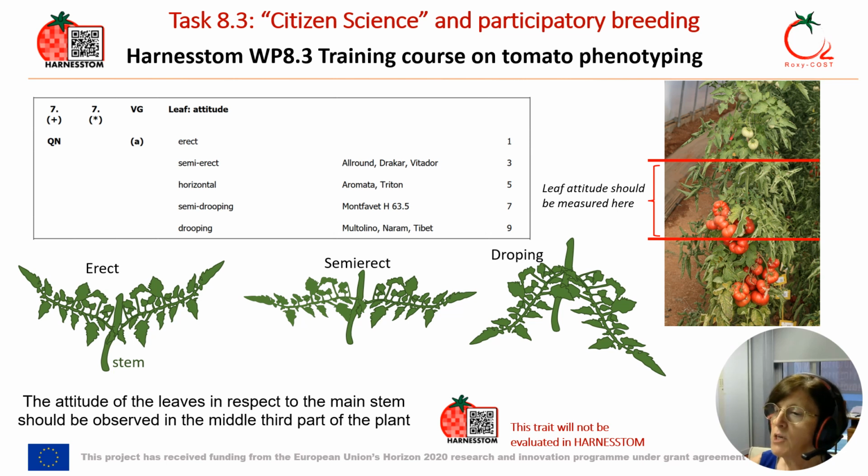One of the traits included in the technical protocol for tomato is the leaf attitude. The attitude of the leaves with respect to the main stem varies according to the position in the stem. Young leaves in the upper part of the stem are usually erect, while old leaves are usually dropping. For this reason, the attitude of the leaves should be observed in the middle third part of the plant.